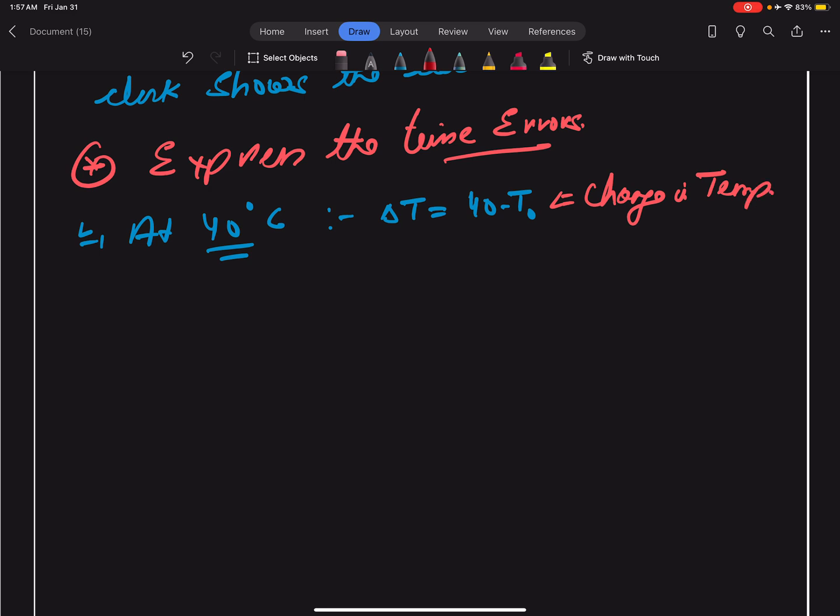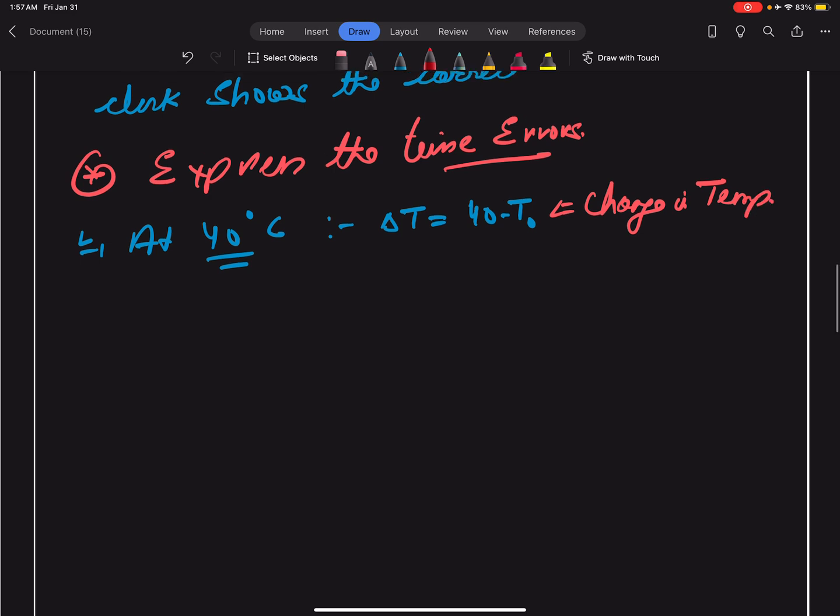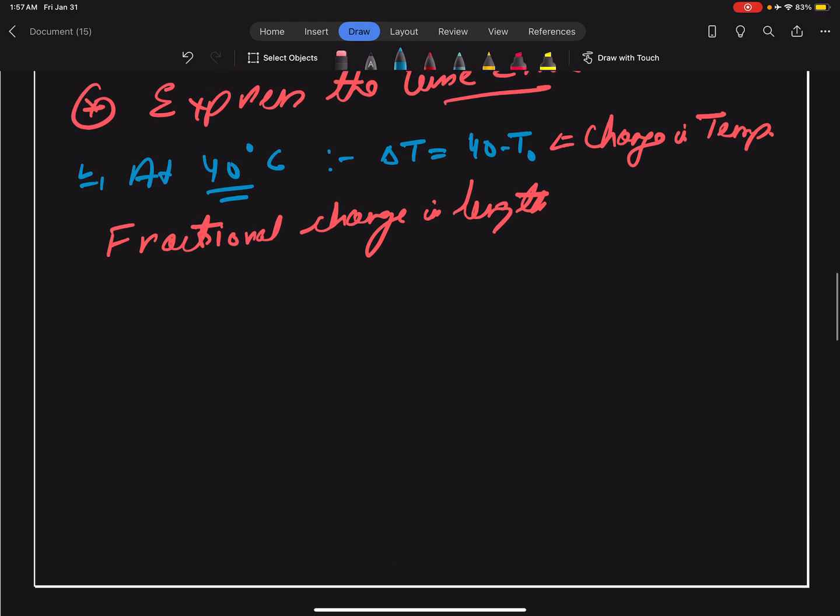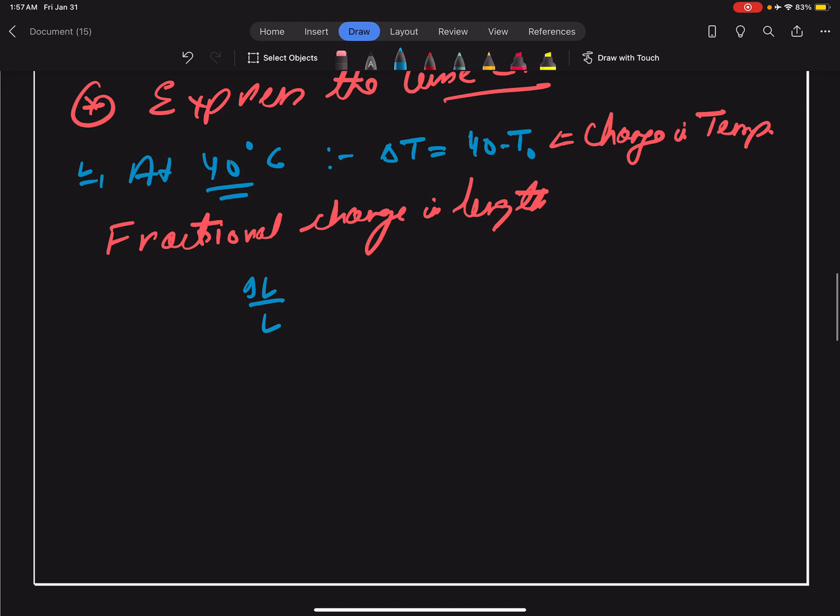Similarly, we can find out the fractional change in length, which can be written as delta L upon L will be equal to alpha, and this comes as 40 minus T naught.